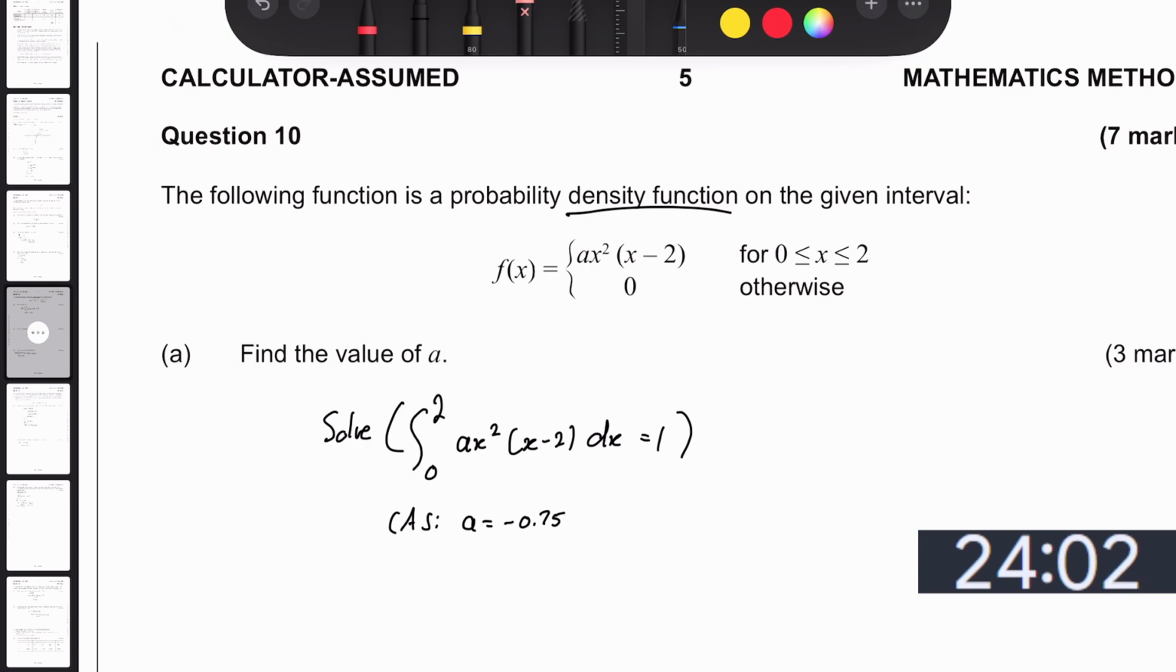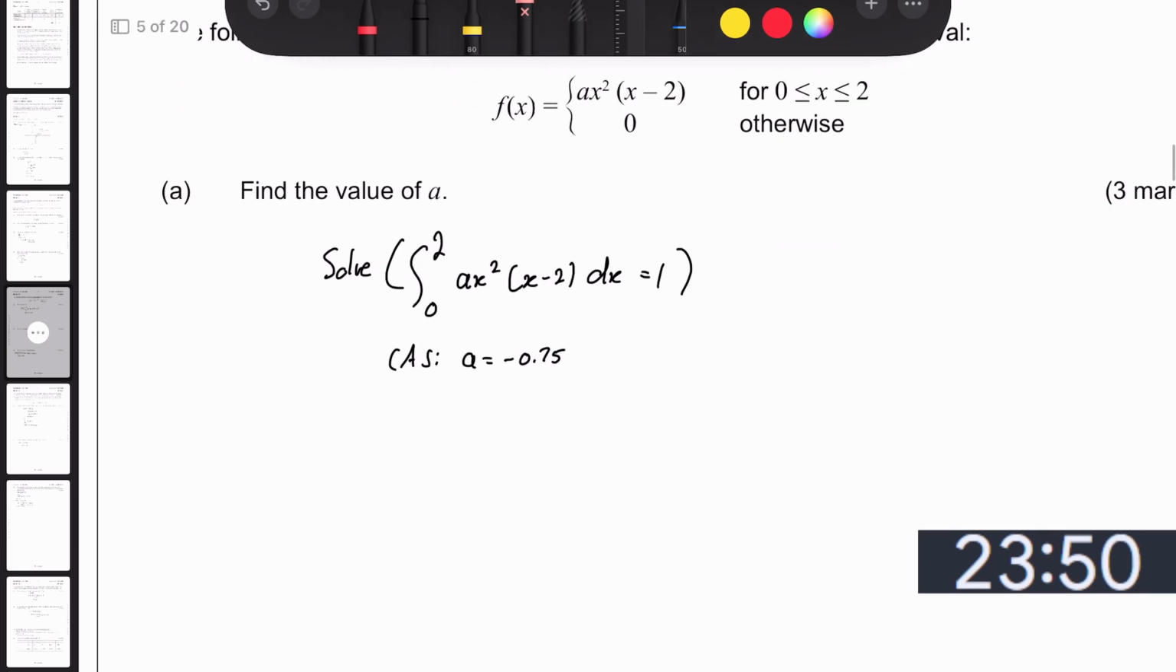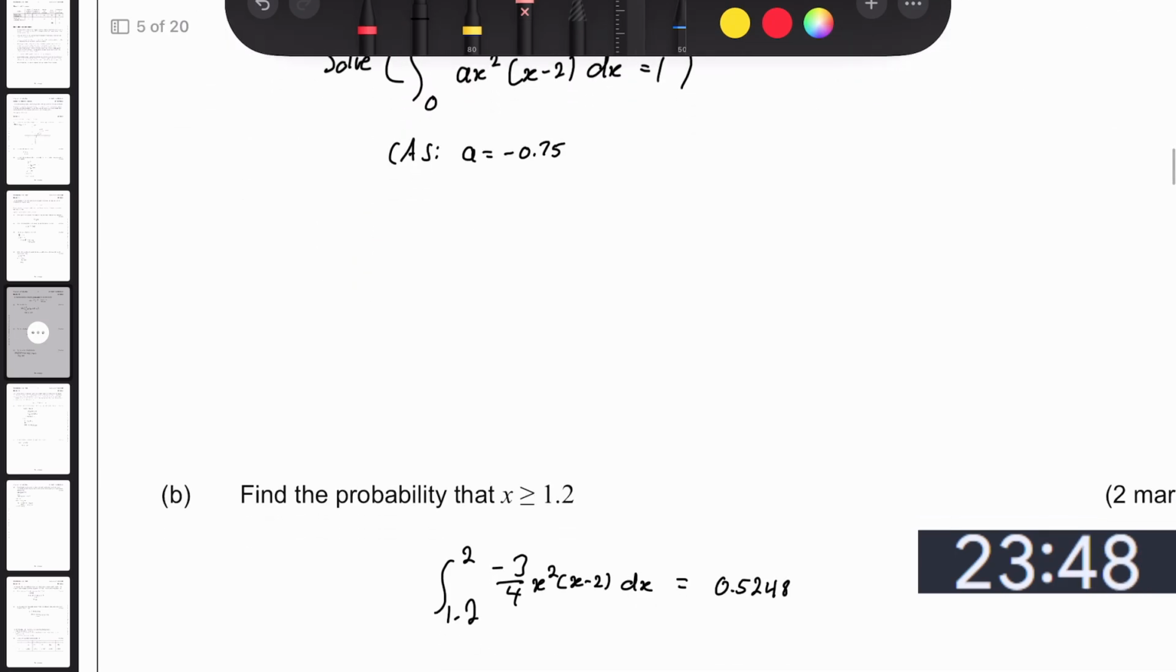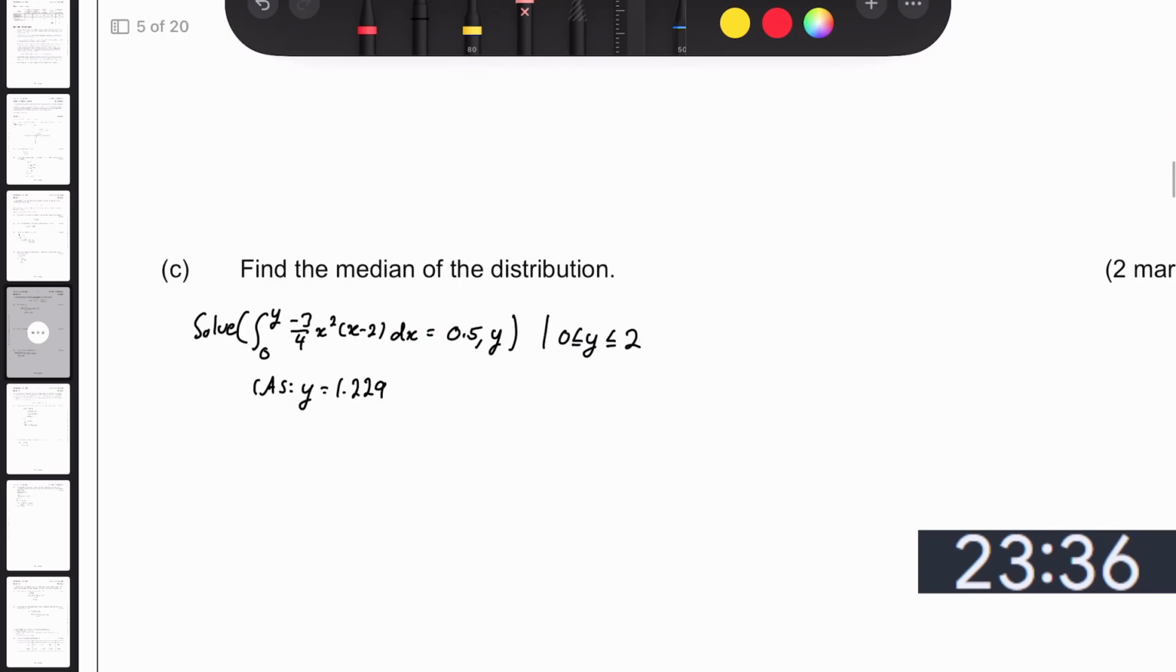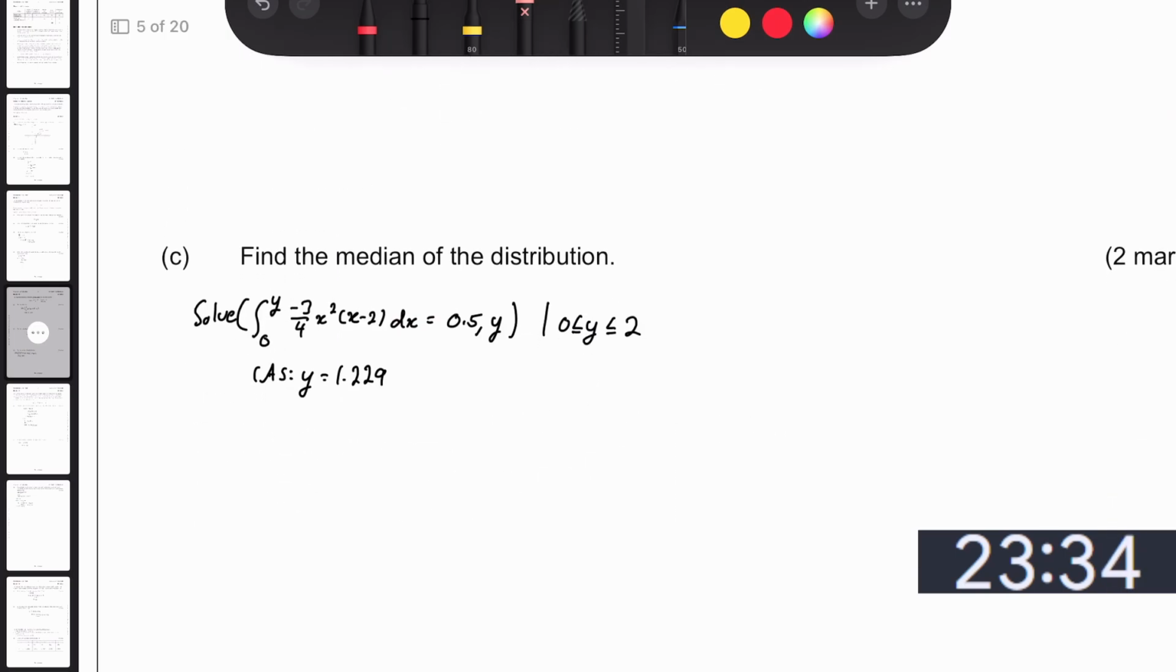Okay, solve the integral from 0 to 2 of y x squared, x minus 2 dx equals 1, give me y, negative 0.75. So then here becomes 1.2 to 2, negative 3 divided by 4, equal to 0.5248. Median of the distribution.